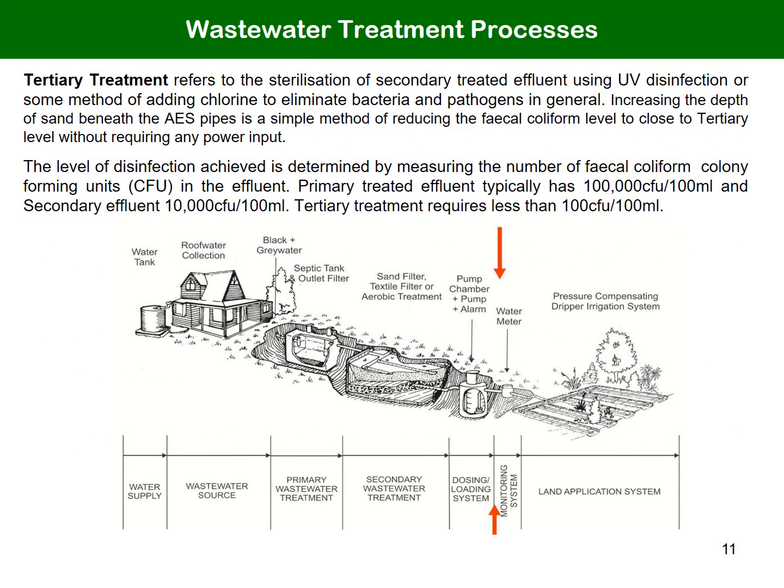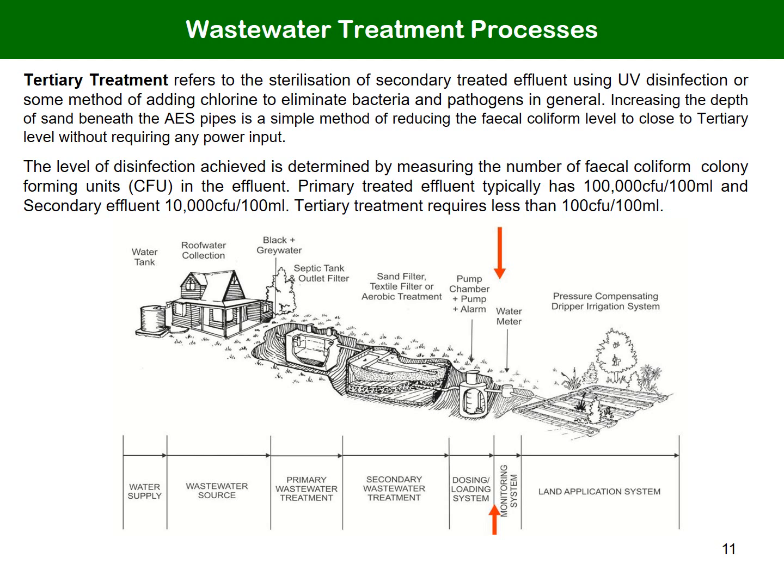Tertiary treatment refers to the sterilisation of secondary treated effluent using UV disinfection or some method of adding chlorine to eliminate bacteria and pathogens in general. Increasing the depth of sand beneath the AES pipes is a simple method of reducing the fecal coliform level to close to tertiary without requiring any input.